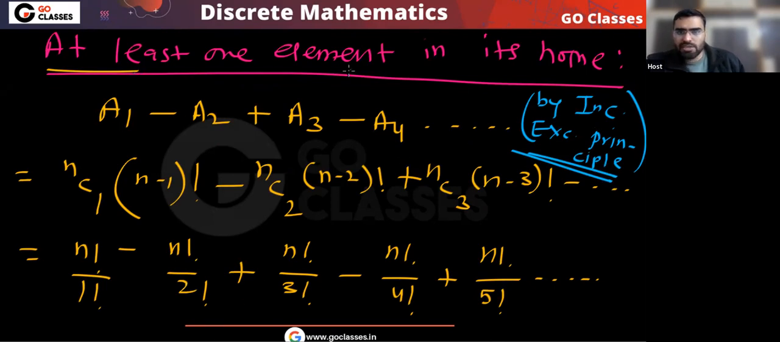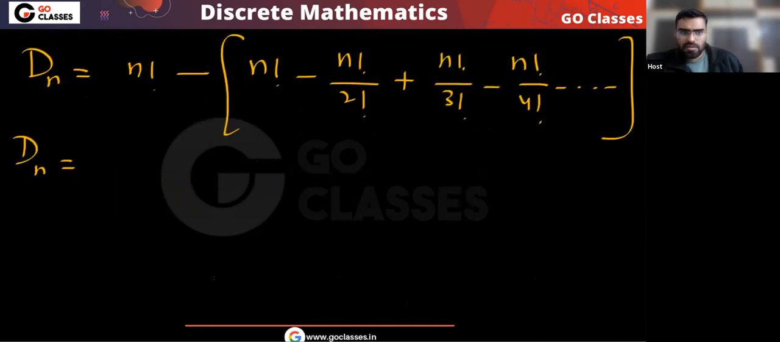Actually it's very simple. At least one element in its home means one of them. Now here you have counted these cases. Each of these cases you have counted 2 times, so we are subtracting 1 time, something like this. You can just read about the inclusion exclusion principle, and there it will be clear. Anyway, if you don't want to, you can just remember this formula that we have derived.